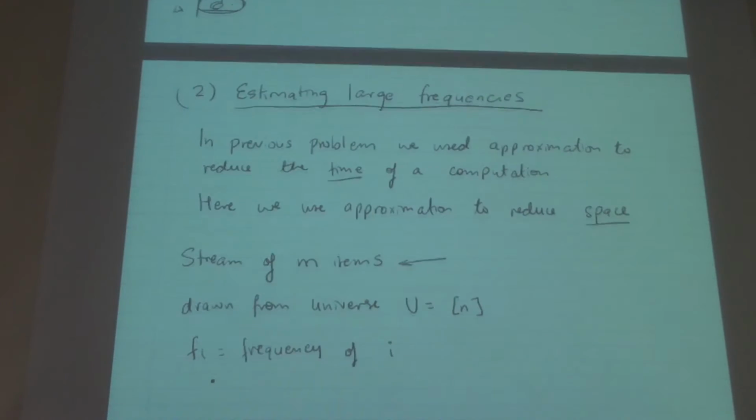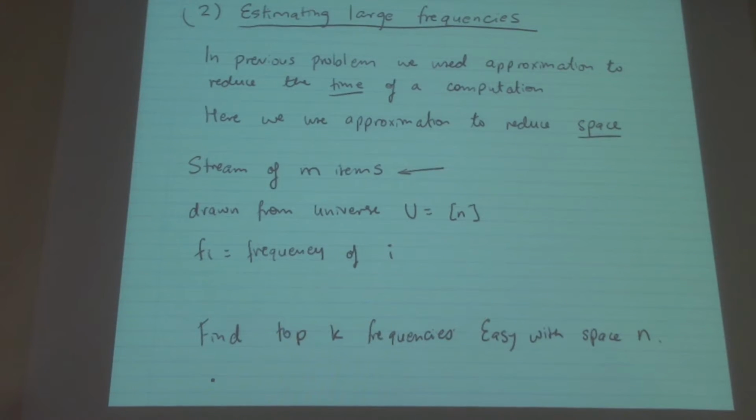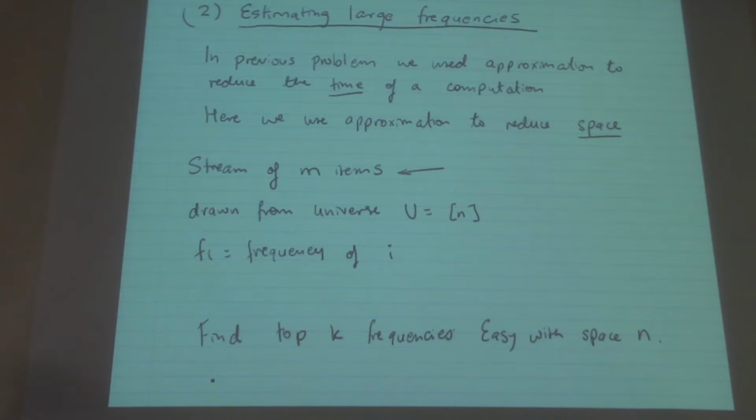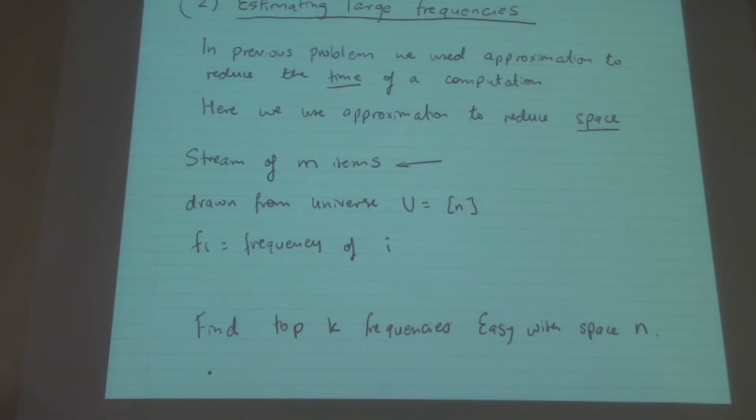Okay. Next problem. Estimating large frequencies. Again, if you've taken data mining, you may have heard of this problem. So in our previous examples, in fact both examples, we wanted to use approximation to make things run faster. And as I said, that's not always the resource you care about. Sometimes you care about other resources. In this case, we care about space, not time. It's like with hashing, we want a small space. And so the question is now, can you use the same ideas of approximation to reduce the space of your computation as opposed to reducing the time of your computation?